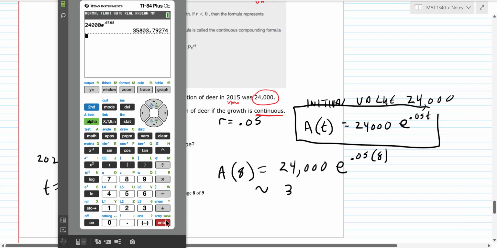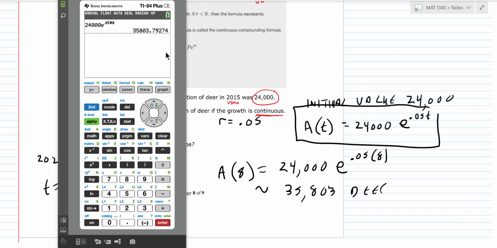This is a population of deer. So we just kind of ignore the decimal. So we say 35,803 deer. We don't round it up. Okay, there's not 79% of a deer. We don't do that. We just take off the decimal. So that's how that goes.